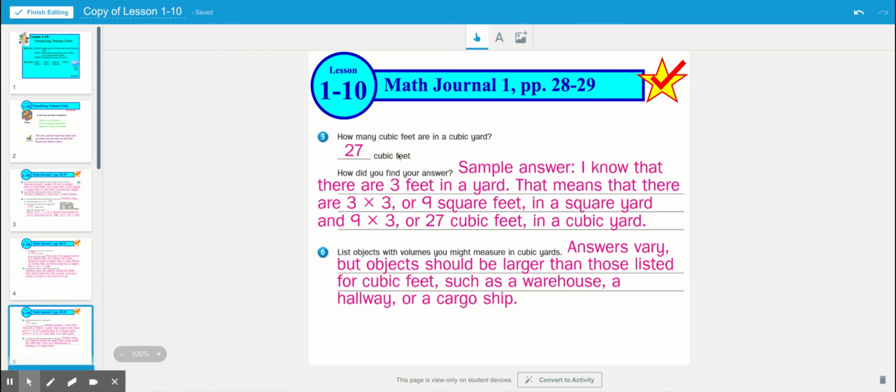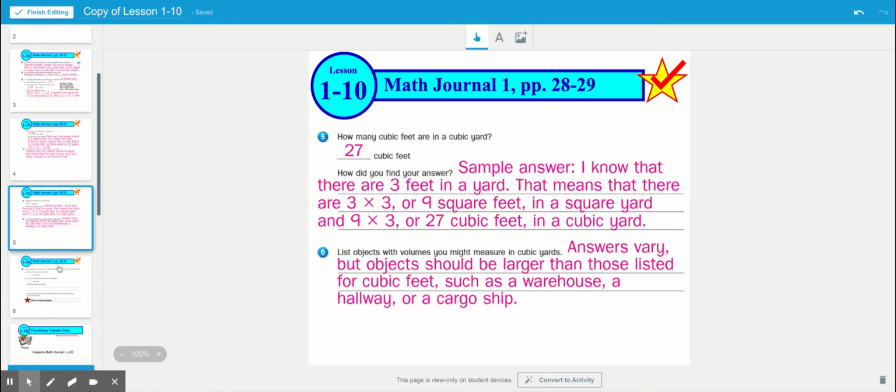Hopefully you found that there are 27 cubic feet in 1 cubic yard. How do we know that? Well, we know that there are approximately 3 feet in 1 yard. That means that there are 3 by 3 or 9 square feet in a square yard. And then you're going to take that 9 times 3 or 27 cubic feet in a cubic yard. Using that same thing, you could do volume equals 3 times 3 times 3, or you could do volume equals 9 times 3. So moving even larger than our last one, we know the object should be larger than those listed for the cubic feet, but this time maybe something measured in cubic yards would be a warehouse, a hallway, a cargo ship. I'd be interested to know what things did you think of measuring in cubic yards?